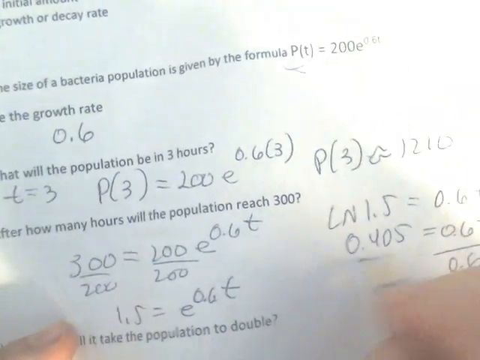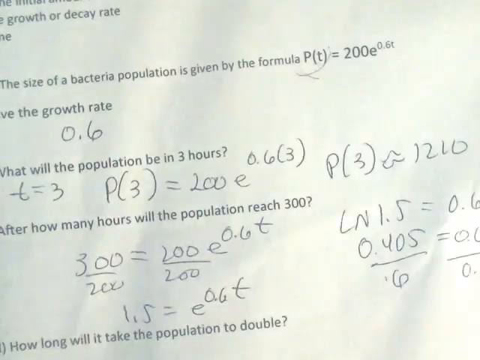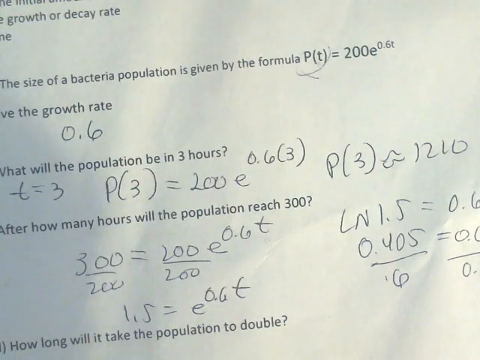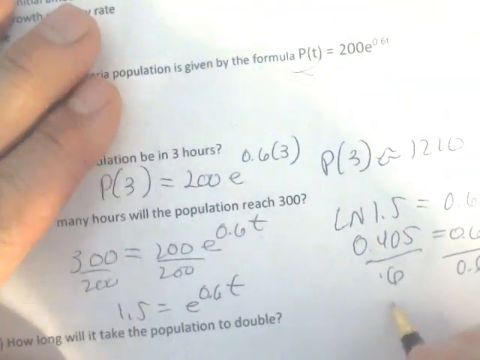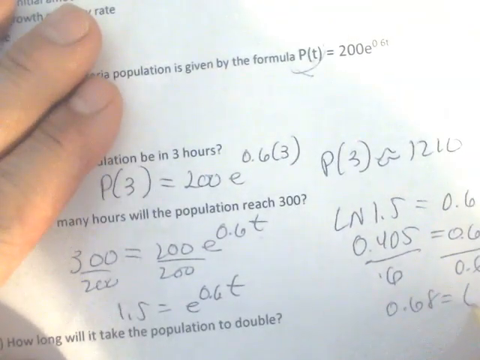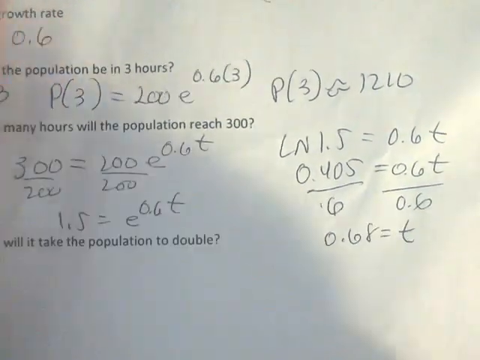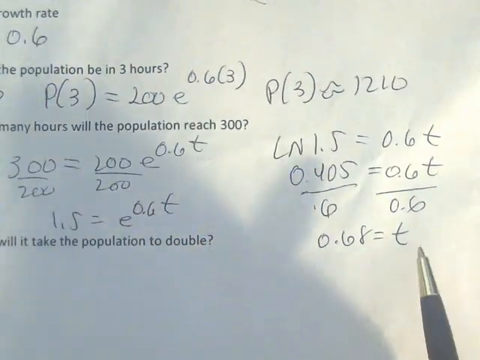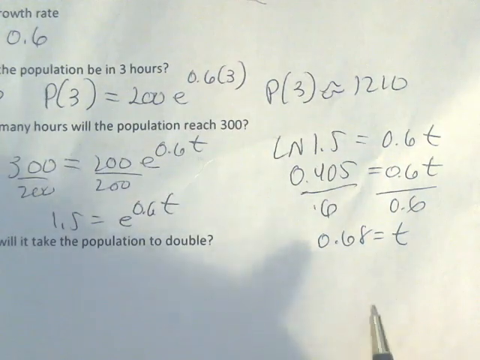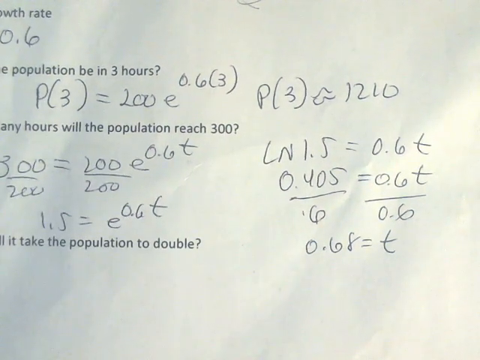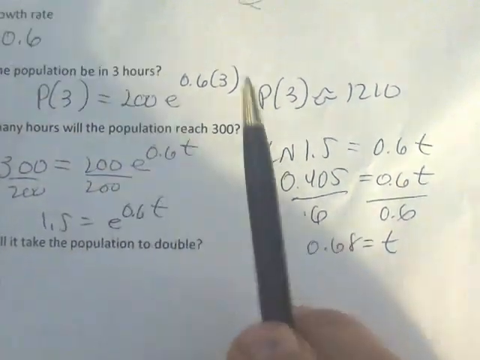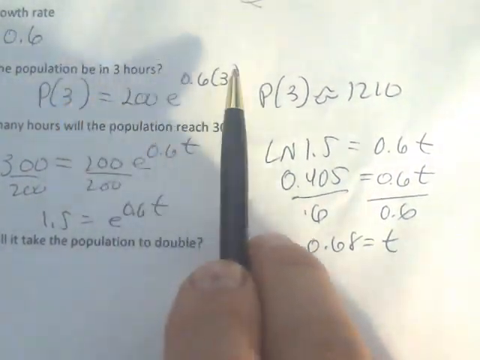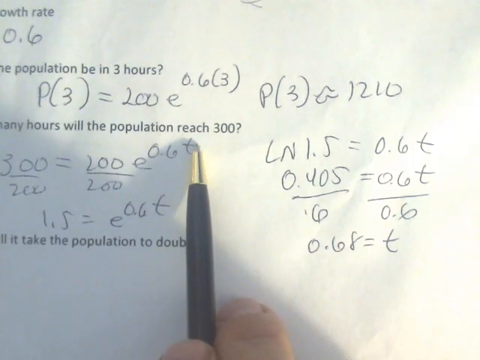Divide both sides by 0.6. And I get about 0.68, so less than an hour. So, roughly an hour, 60 minutes. That's 3/4, 40 to 45 minutes. That's kind of what that represents, okay? The key is to know when you're substituting a value in for t and when you're solving for t.